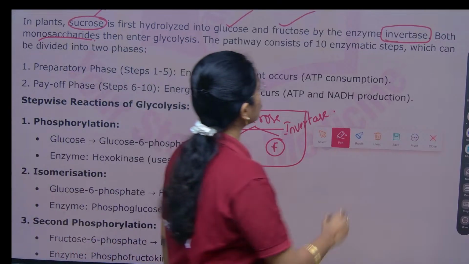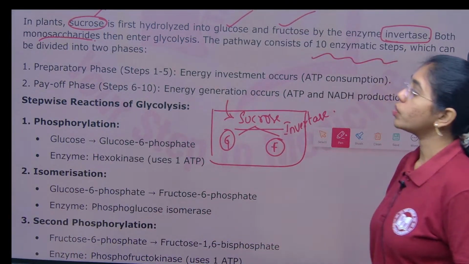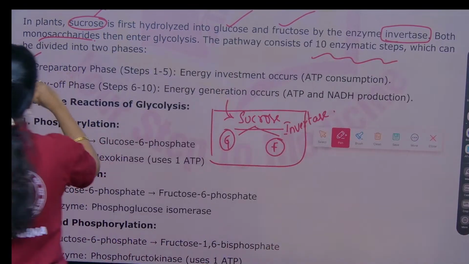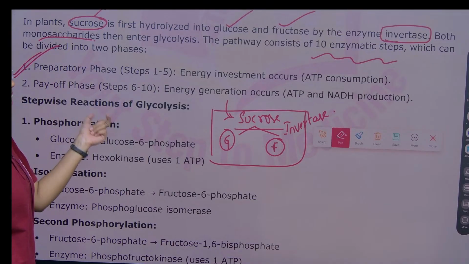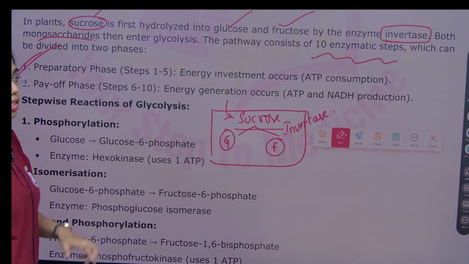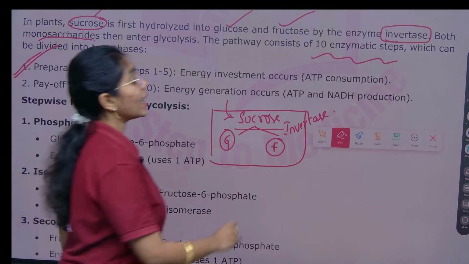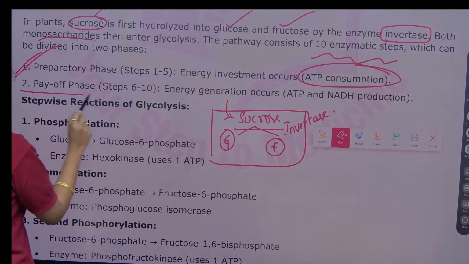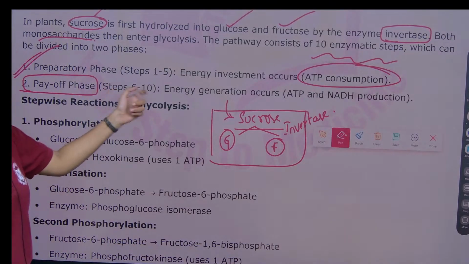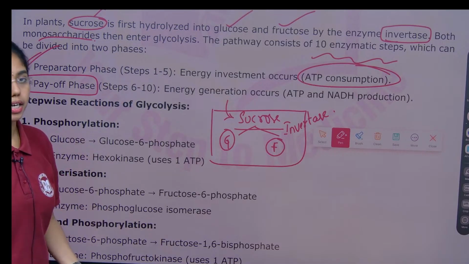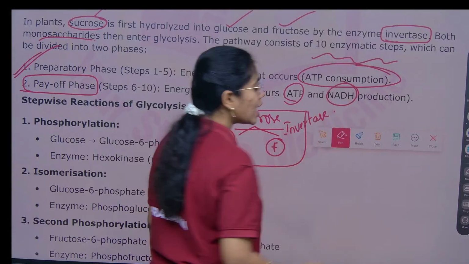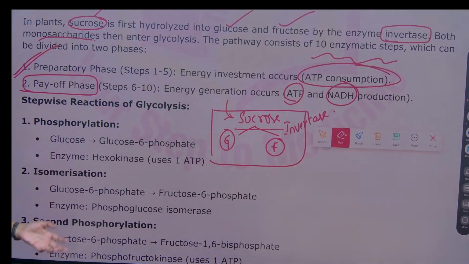The pathway consists of what? 10 enzymatic steps, which can be divided into 2 phases. The first phase is the preparatory phase, that is steps 1 to 5. This is energy investment, where the energy investment occurs. Here in the preparatory phase, ATP is consumed. Next is the payoff phase, from steps 6 to 10. Here energy is generated. This is the energy generation phase, where both ATP and NADH are produced, not NADPH over here.